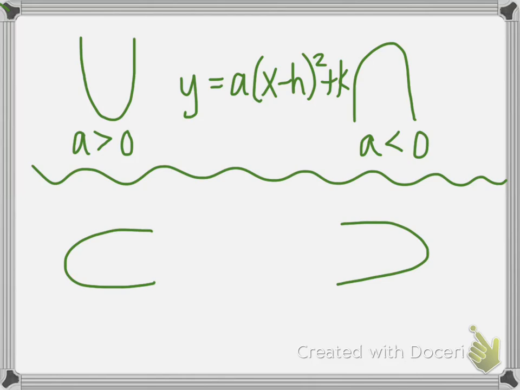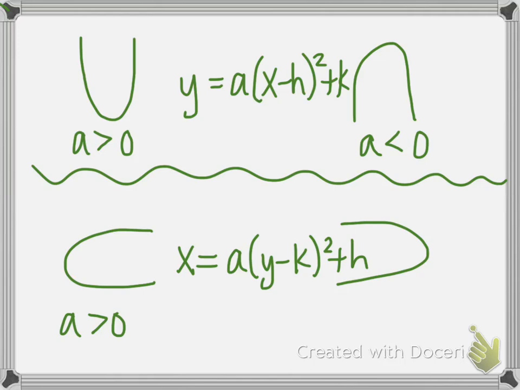In the left and right parabolas, the vertex form is x equals a times (y minus k) squared plus h. If a is greater than 0 or positive, the function is going to open to the right, and if a is less than 0 or negative, it will open to the left. And there's another video on that if you want to watch it.